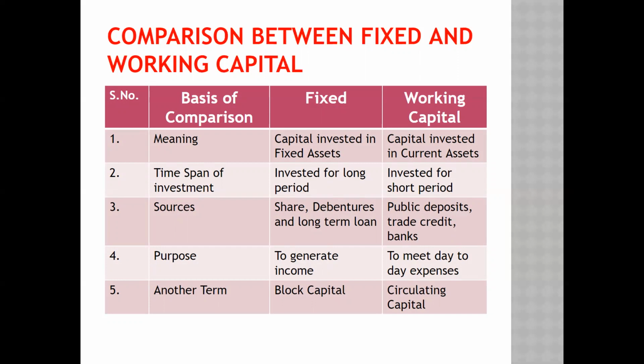Third is sources. What are the different sources for fixed capital? These are shares, debentures and long-term loans. And for working capital, public deposits, trade credit or banks. Then the purpose of fixed capital is to generate income, and for working capital the purpose is to meet day to day expenses. And another term is that this is known as blocked capital and this is known as circulating capital.